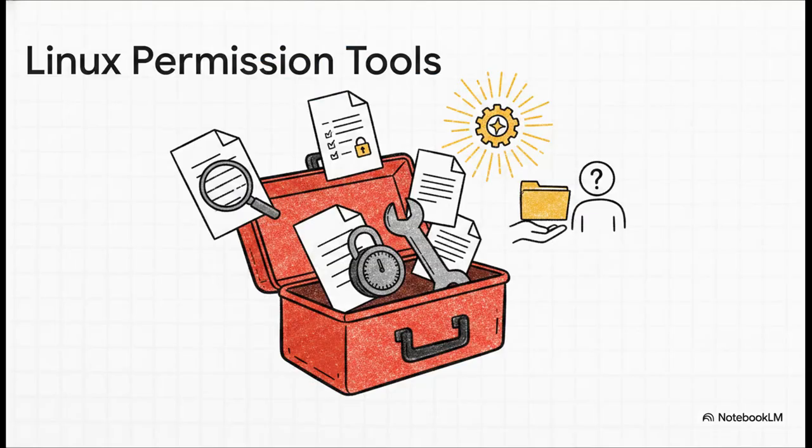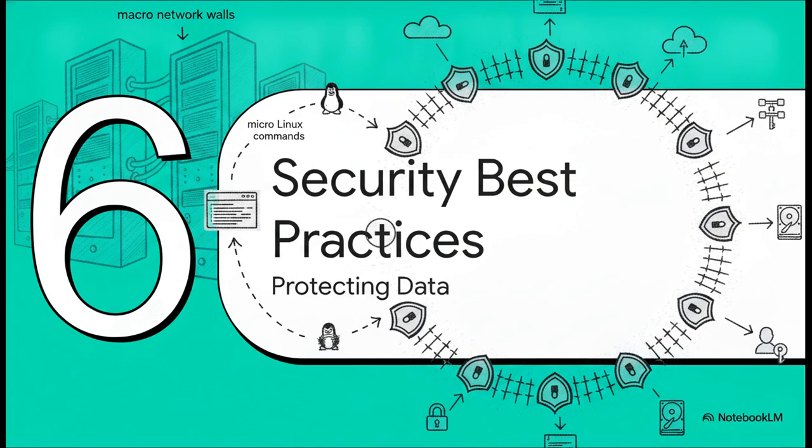To actually wield this control, administrators rely on a standard toolkit. You've got ls -l for visibility into your current permissions, chmod for making modifications, and chown or chgrp to handle ownership transfers. And for those tricky edge cases, you can use special permissions like SUID, SGID, or the sticky bit to provide an extra layer of granular control over the standard privilege sets. Finally, Section 6, Security Best Practices.